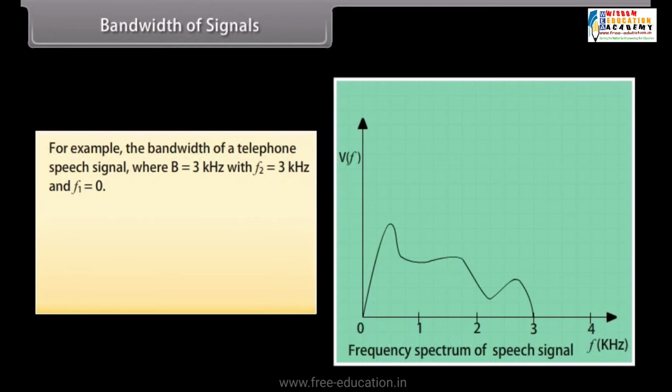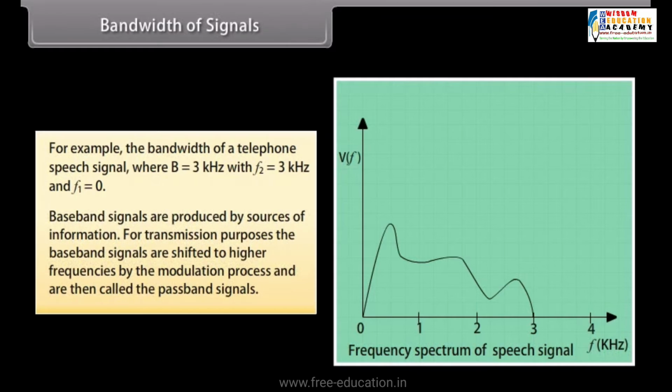For example, the bandwidth of a telephone speech signal, where B is equal to 3 kHz, with F2 equal to 3 kHz and F1 equal to 0. Baseband signals are produced by sources of information. For transmission purposes, the baseband signals are shifted to higher frequencies by the modulation process and are then called the passband signals.